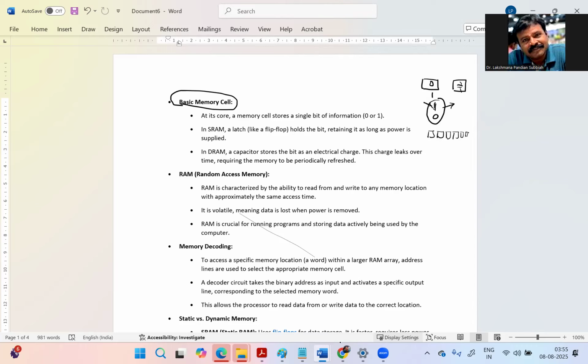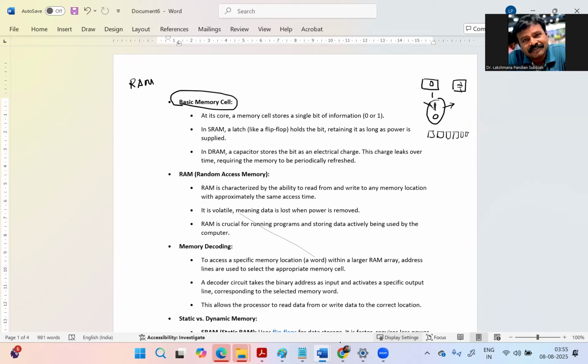In that case, we have two types of memory cell: static RAM and dynamic RAM. The static RAM is a latch, like a flip flop, that holds the bit, retaining it as long as the power is supplied.